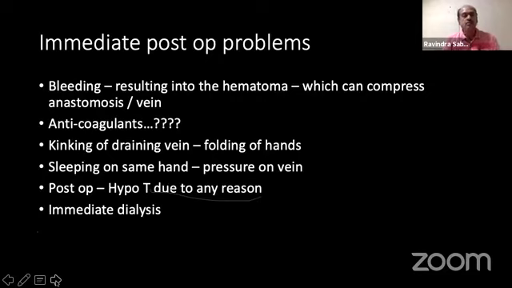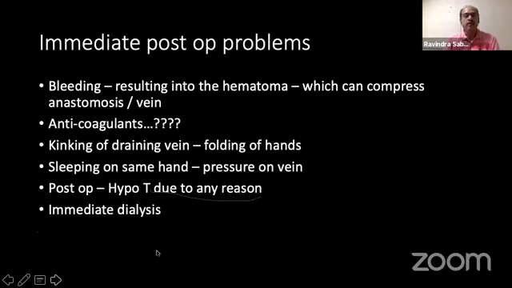In the immediate post-op, what are the problems and what are the reasons for failure? There could be bleeding resulting in a hematoma, which can compress the anastomosis and vein. Anticoagulants: as Ajay also pointed out, there are two schools of thought. Some people give, some people do not give. We as a routine do not give any anticoagulants. In fact, our experience is a little bit different. If you give too much anticoagulation, there could be bleeding around the anastomosis, and that can cause problems.